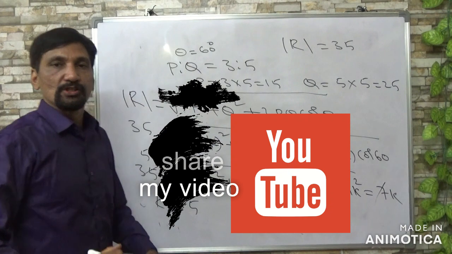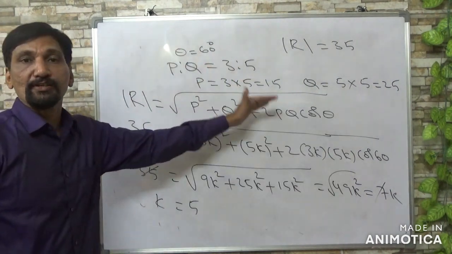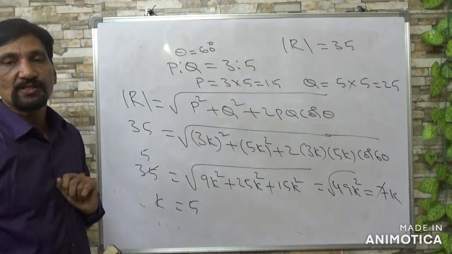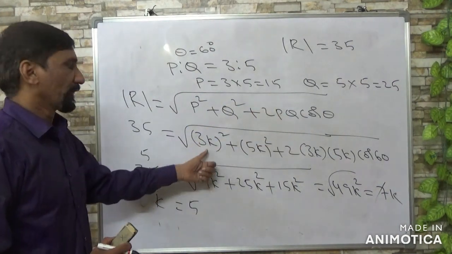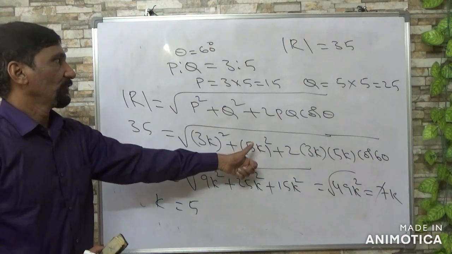So this is the procedure we follow when a ratio is given instead of values. Whenever a ratio is given, you should take some multiple. Over here I am taking k, 3k and 5k.